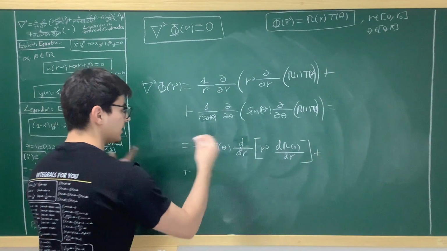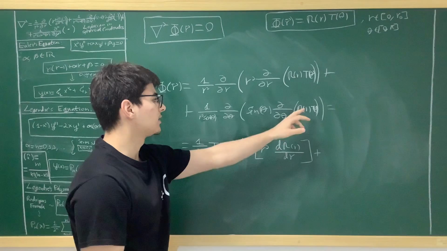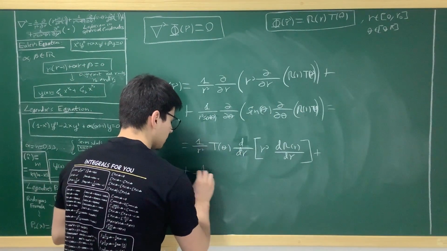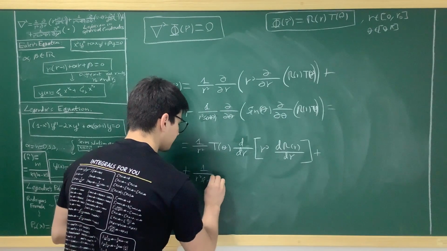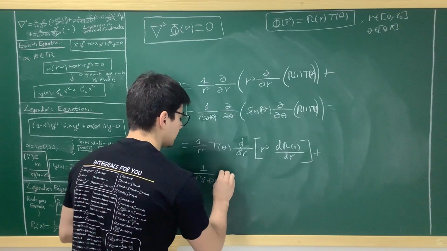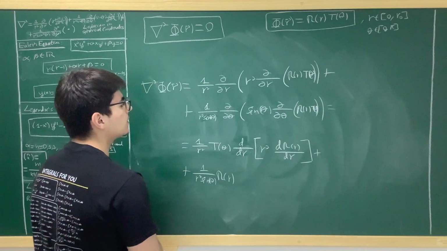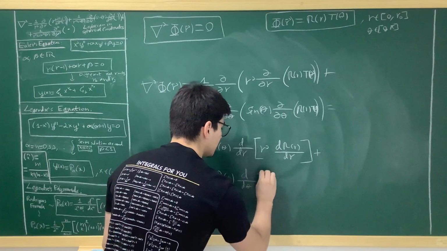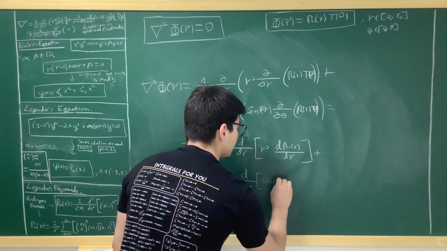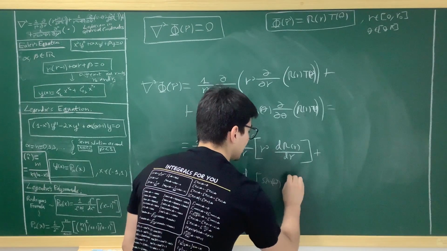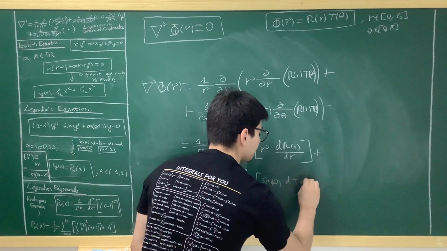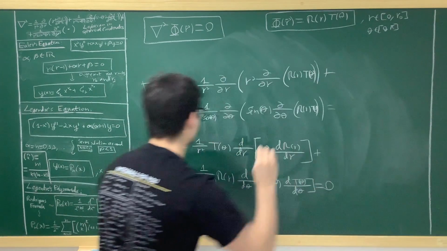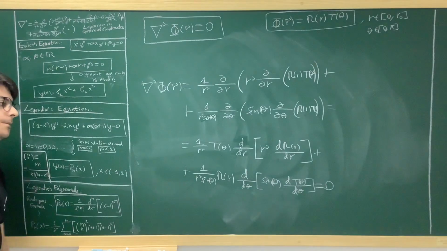Now, for the second term, the same happens. R does not depend on theta, so it comes out of both derivatives. So we have 1 over r squared sine of theta and R. And again, instead of a partial derivative, we have regular derivatives. And this is just the sine of theta, and again, the derivative of this function with respect to theta. And this is equal to 0. This is what we have so far.